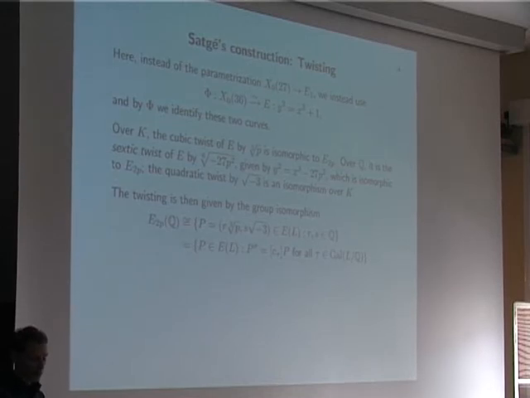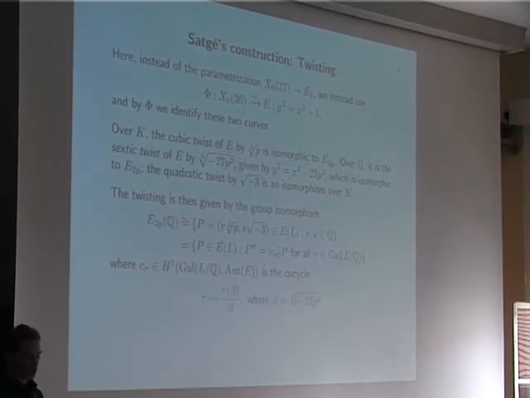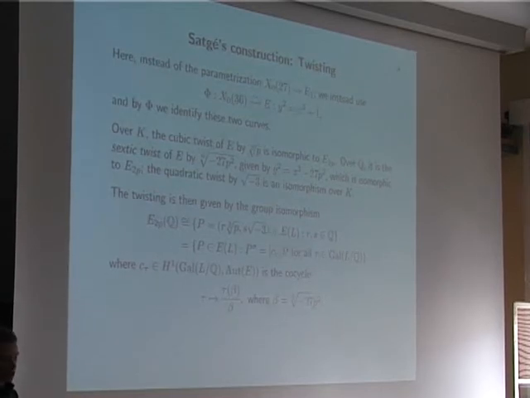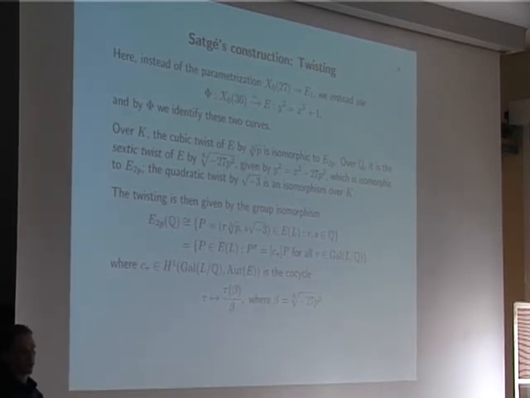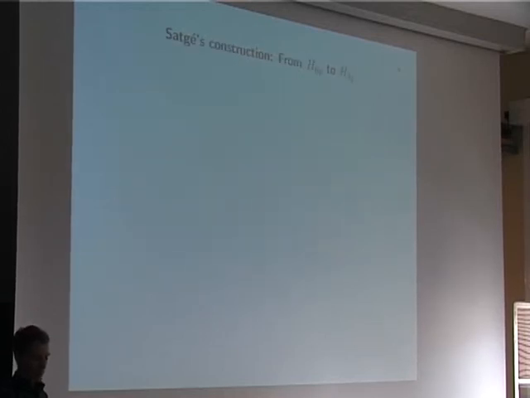In the same way, we have a Galois cohomology class, just as before. This C_tau is the cocycle where tau goes to tau beta over beta. Before we had the cube root of p, and here we have this sextic twist instead. Okay, great.